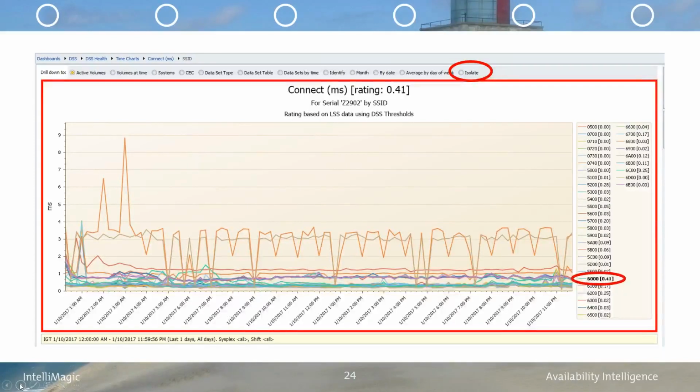Also, the workload may be moving large chunks of data, so the connect time is expected to be high. So we take all that into account in the thresholds. So from here, we can hit the isolate. You can see the isolate drill down, and let's move to the next chart.